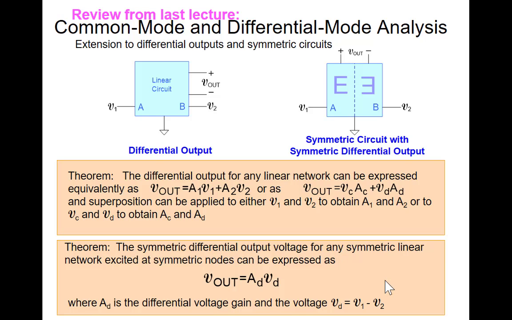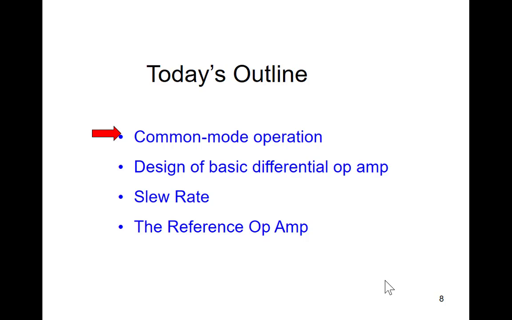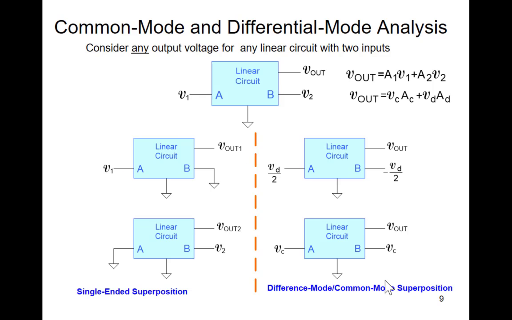And then we had a theorem that says the symmetric differential output voltage, there's a mouthful here, the symmetric differential output voltage for any symmetric linear network excited at symmetric nodes can be expressed as V out is equal to AdVd. There is no A common, V common here. There's only a difference mode gain present. If you don't want a common mode gain present, and the common mode gain affects something we'll talk about later called the common mode rejection ratio. This tells you what architectures will inherently have no common mode gain. So today I'd like to talk about common mode operation, design of basic amplifiers, and so forth.